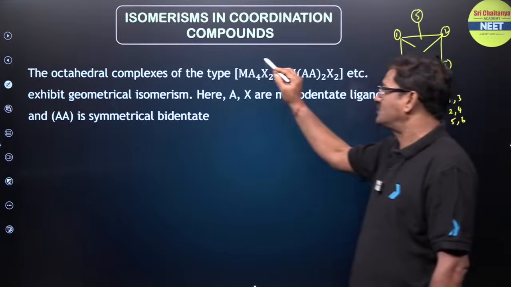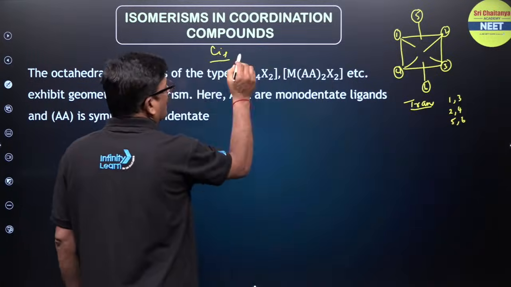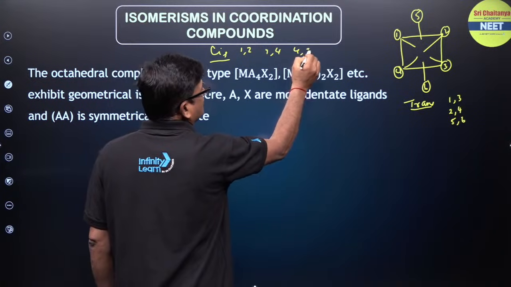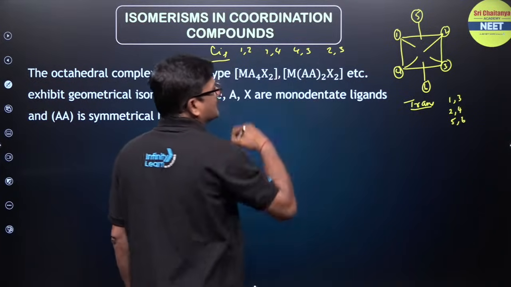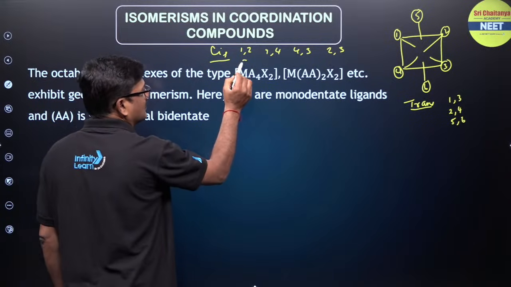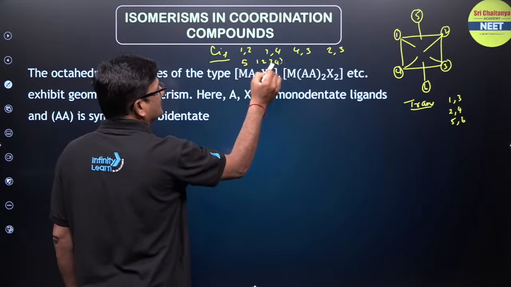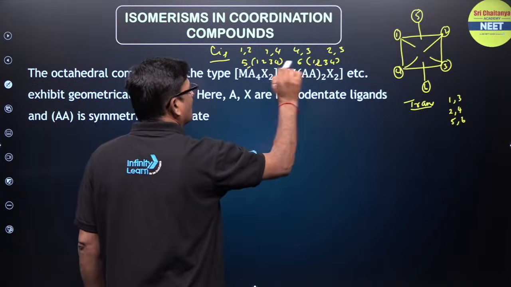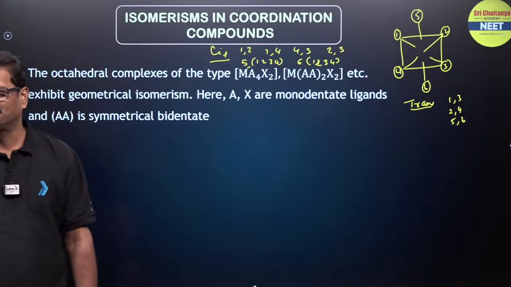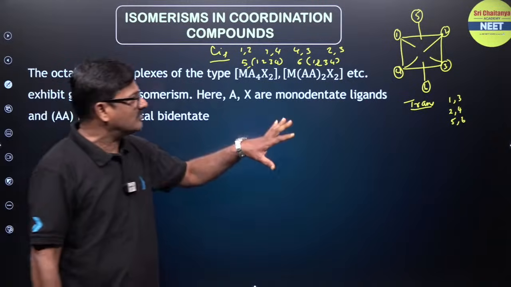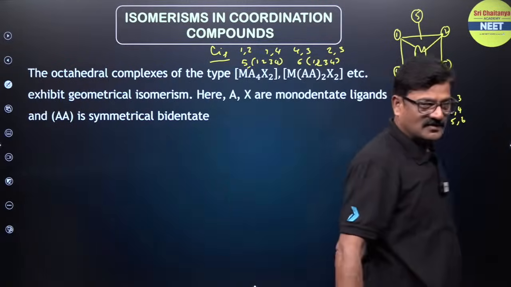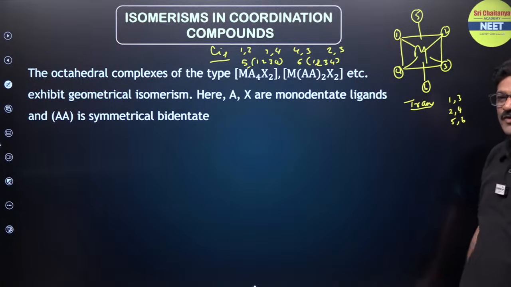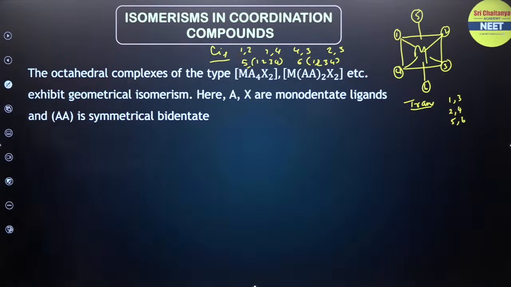What are the cis positions? 1,2 is a cis position, 1,4 is a cis position, 4,3 is a cis position, 2,3 is a cis position. 5 with all of 1, 2, 3, 4 are cis positions. 6 with all of 1, 2, 3, 4 are cis positions. Based on that, you have to visualize which is cis and which is trans, with this as the central atom. Expecting you to ask doubts.